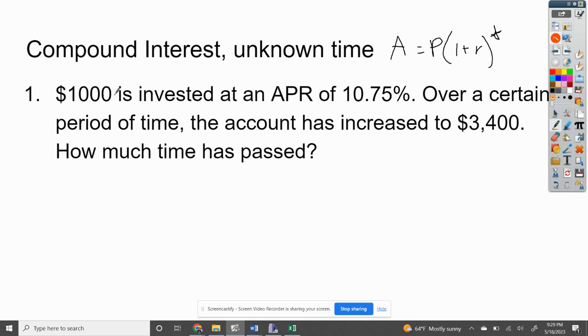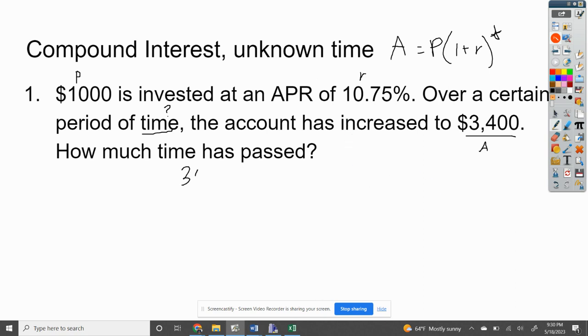So in this case, we have $1,000 that's invested. That $1,000 that gets invested is called the principal. It's invested at an APR, which stands for annual percentage rate, at 10.75%. That's a good rate. And then over a certain period of time, we don't know the time. Time is unknown. The account has increased to $3,400. And the $3,400, that is the A. That's the amount. That's the future value of our money. So we're going to go ahead and substitute those numbers into our formula.